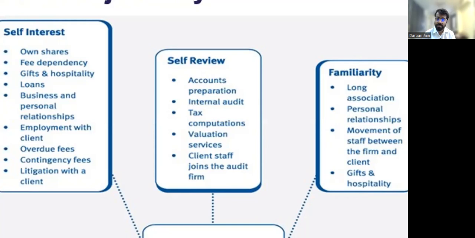This is interesting, and probably a new point. Let's say your audit firm is the auditor of ABC Private Limited. There was one person employed in ABC Private Limited, let's say in the finance department. Now that person has resigned from the job at ABC Private Limited, and he has joined the audit team.